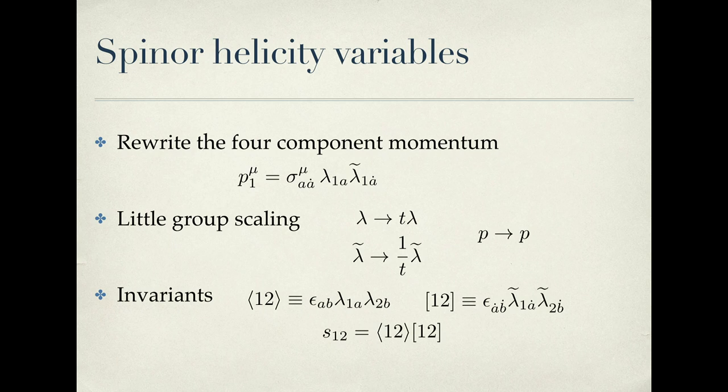Okay, so using these lambda, lambda tilde, we can build these invariants. These are the angle bracket <12> and the square bracket [12], as 2 by 2 determinants of these lambda and lambda tilde spinors. Then s12, the standard momentum invariant, is written as this product.